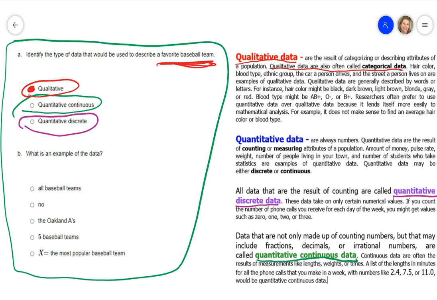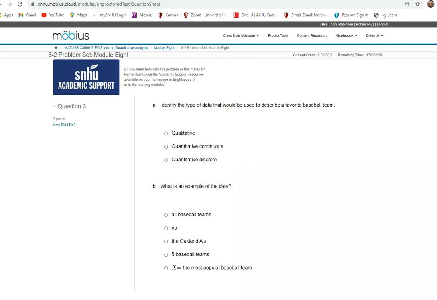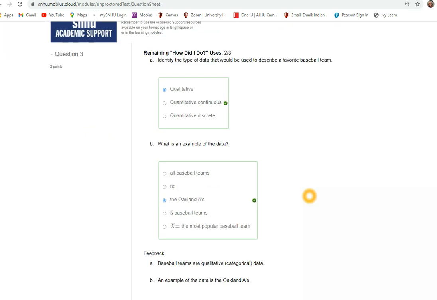And then it says, what's an example of that data? Well, I suppose somebody could say, I like all baseball teams, but if you had to pick out a favorite baseball team, I'd be going with the Oakland A's. That's the only choice of a specific baseball team down here. Let's go back here, qualitative, and the Oakland A's. And let's see how I did. Bada bing, bada boom. I did it right. There you go. Baseball teams are qualitative because it's categorical data. And an example of a favorite baseball team is the Oakland A's. Hope that helps.